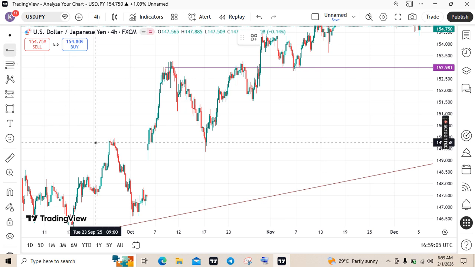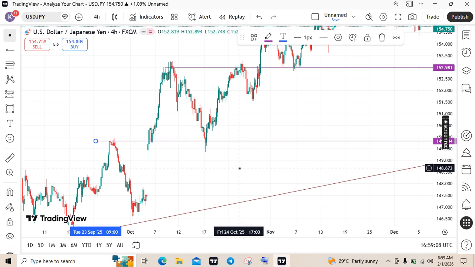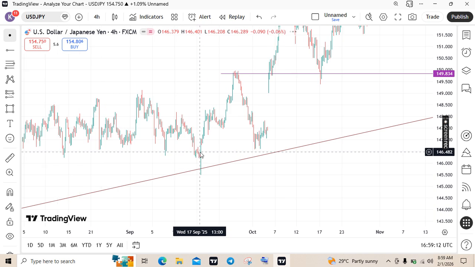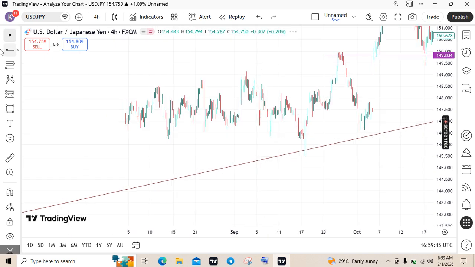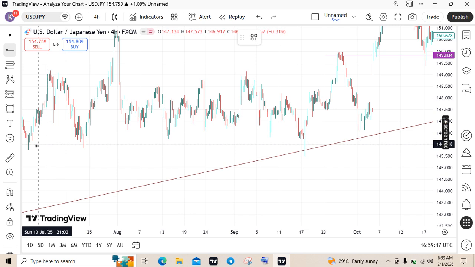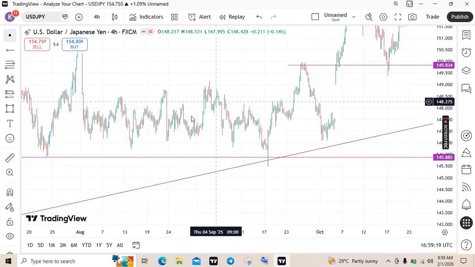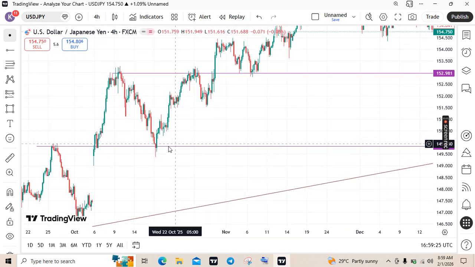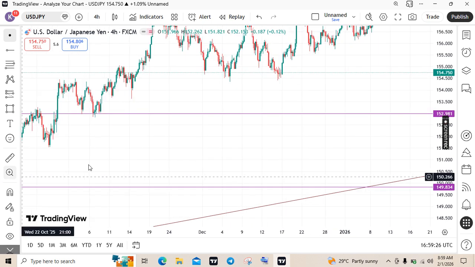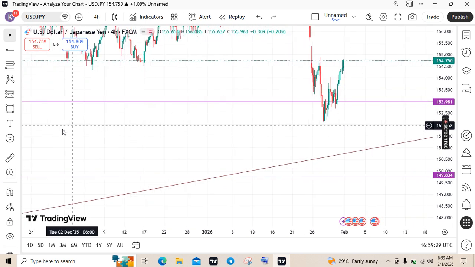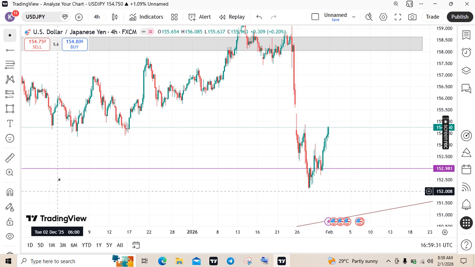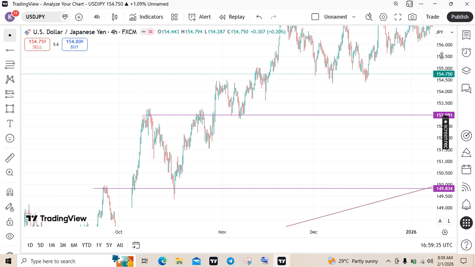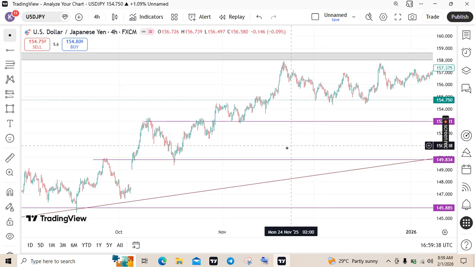So we also have this resistance. Yes, and also we have this one. Finally we have this one. Yes. So why am I putting all these resistances? Because clearly we can see that GBPUSD is in an uptrend, and unfortunately it broke this trend line.